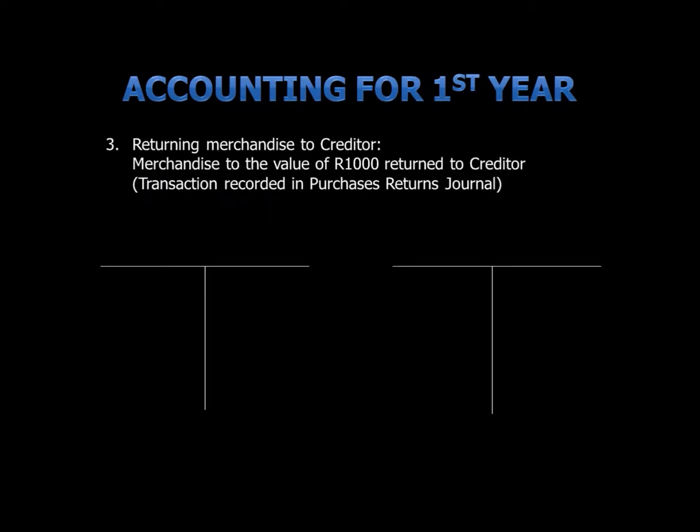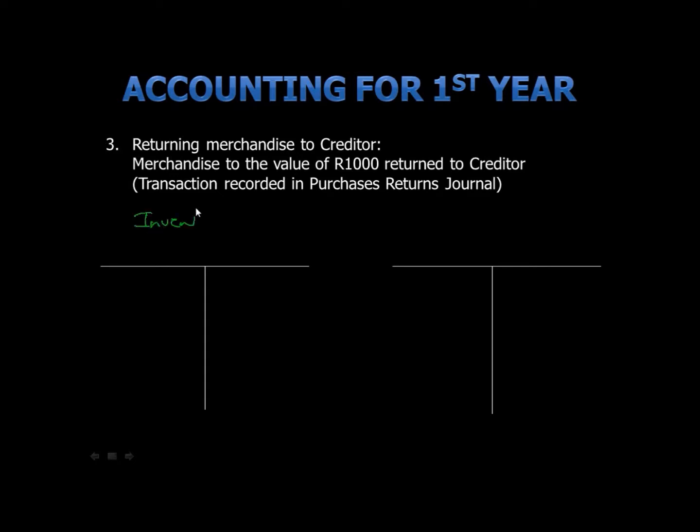So what would happen if a business needed to return some of the inventory or merchandise that was purchased from a creditor? Remember that we're dealing with a creditor here. So the merchandise was initially purchased on credit. So merchandise to the value of 1,000 Rand is returned to a creditor. This transaction will be recorded in the purchaser's returns journal. So in this case, inventory will not be increasing, but will be decreasing.